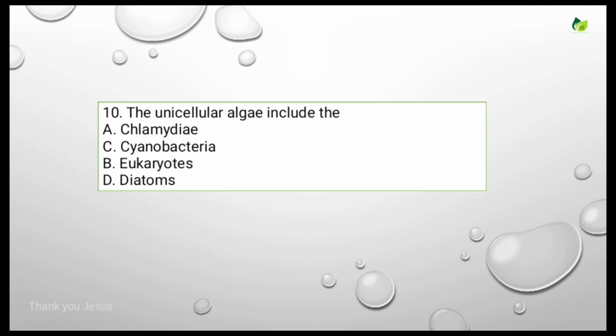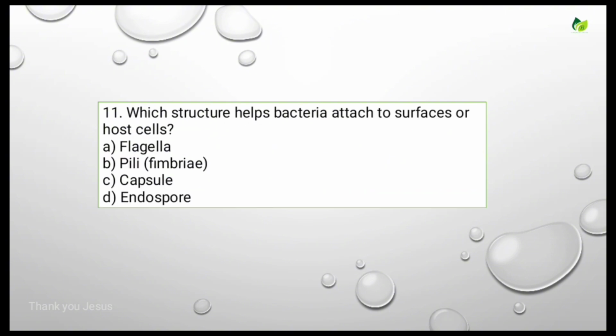The unicellular algae include, the options are chlamydia, cyanobacteria, eukaryotes, diatoms. For this the correct answer is diatoms. Let's see the next question.